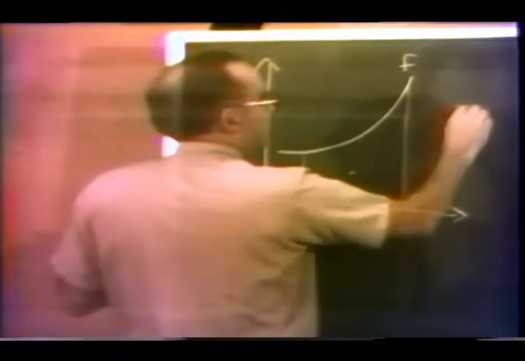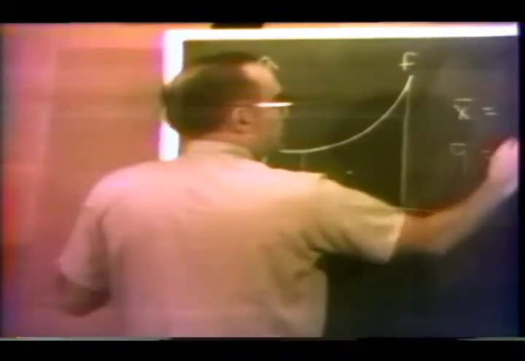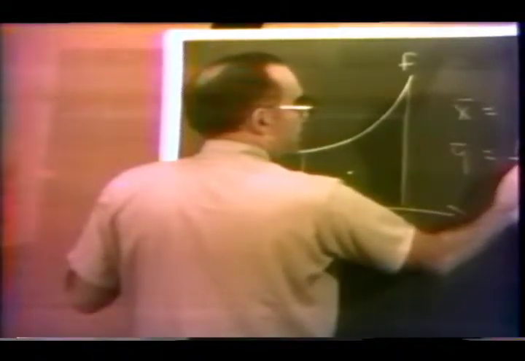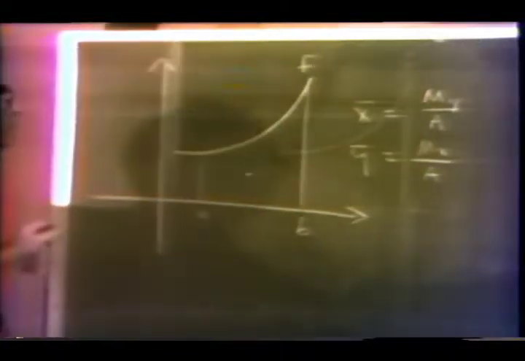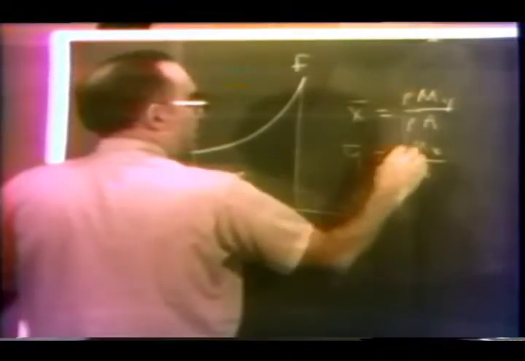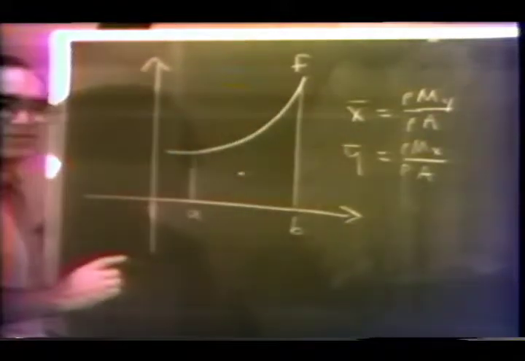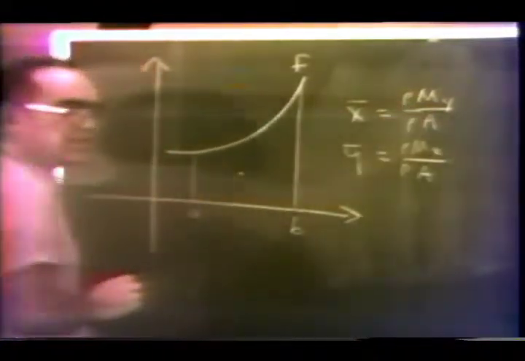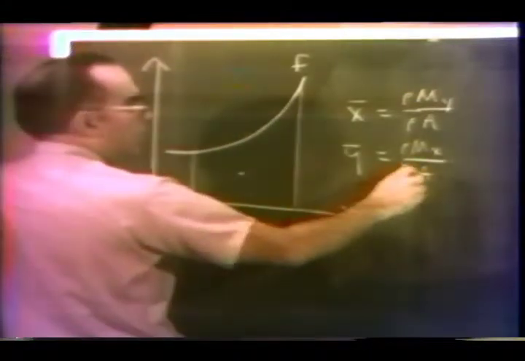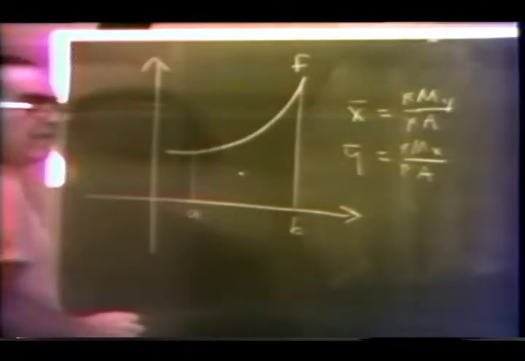And we found that x bar is basically the moment about the y-axis divided by the area, and y bar is the moment about the x-axis divided by the area. If you want to be completely accurate, you have to have the density times the area, which is the mass, and the density times the moment. And if you have uniform density, then obviously these two divide out.